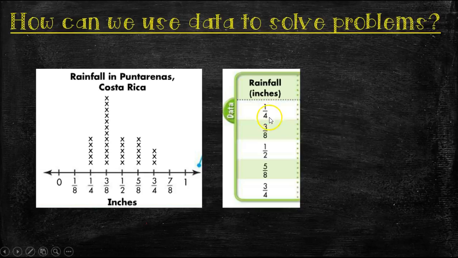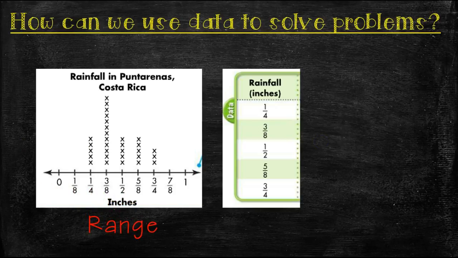So here I've got 1/4, 3/8, 1/2, 5/8, and 3/4. Why do you think I don't have 0 or 1/8 or 7/8 or 1 listed in my frequency table? Well, that's because it never happened. There are no X's on these days, so there's no reason to include them in the frequency table.